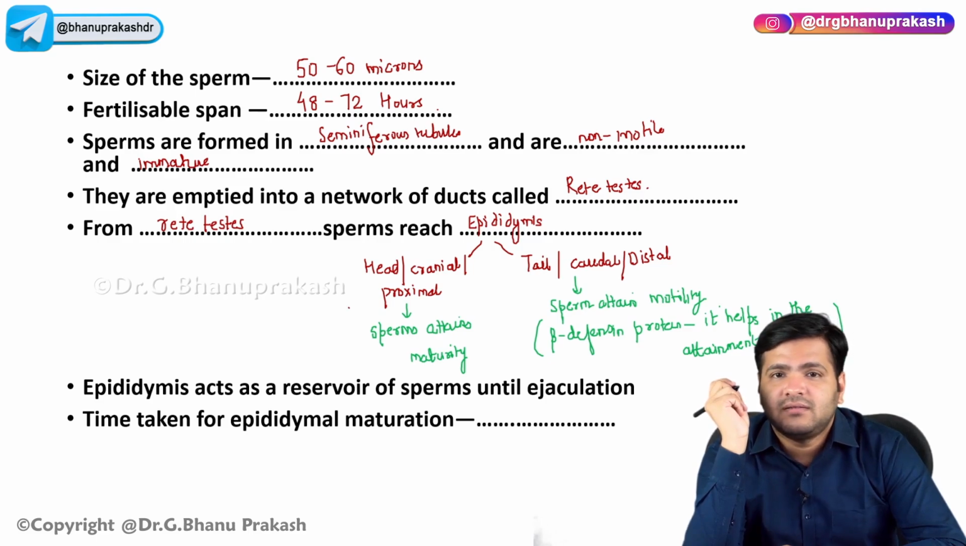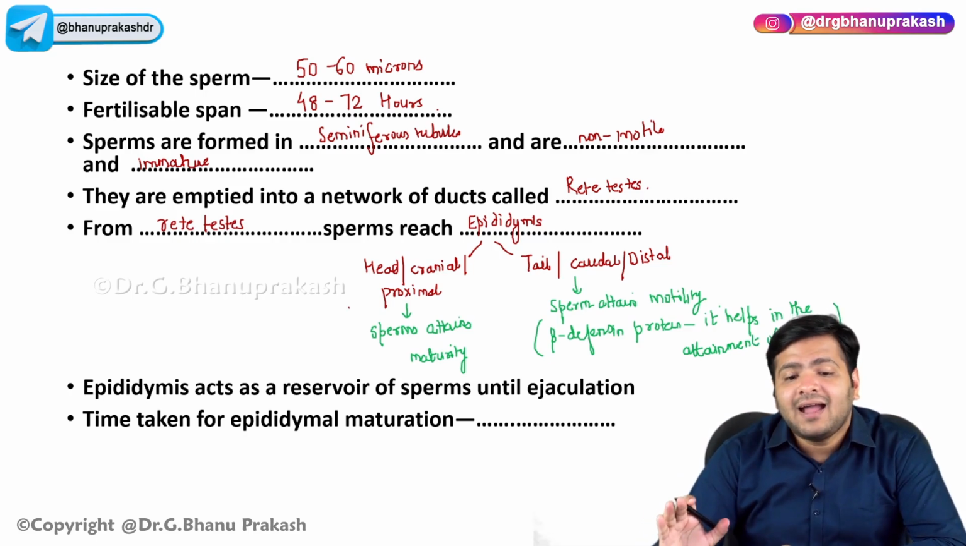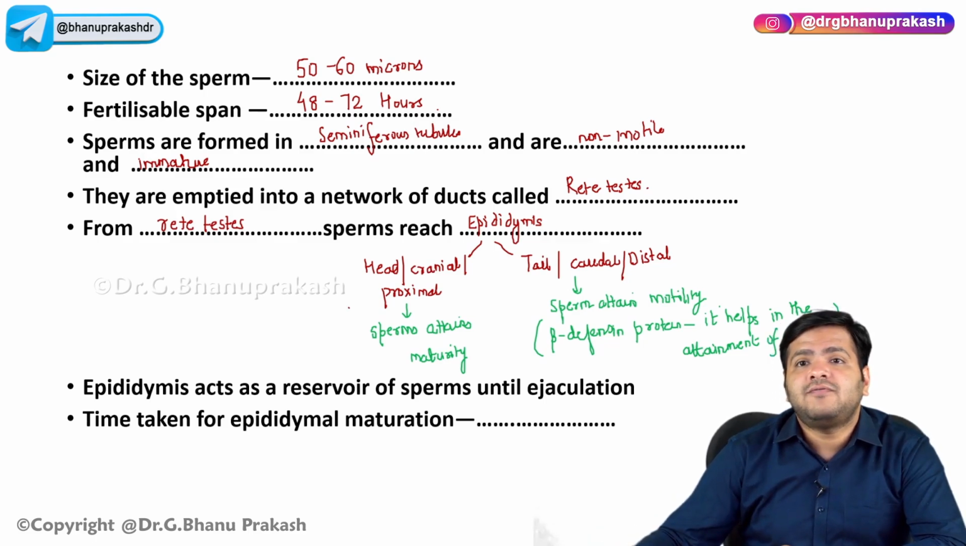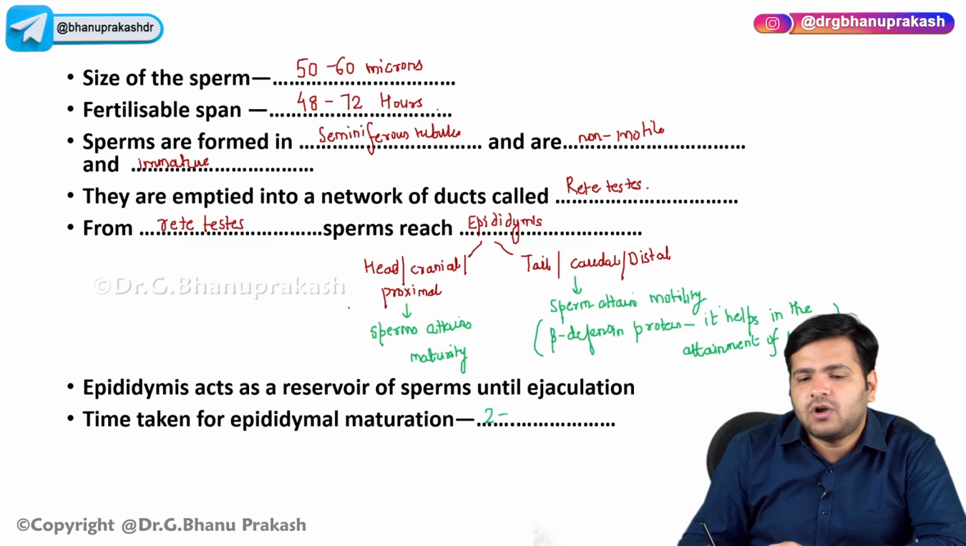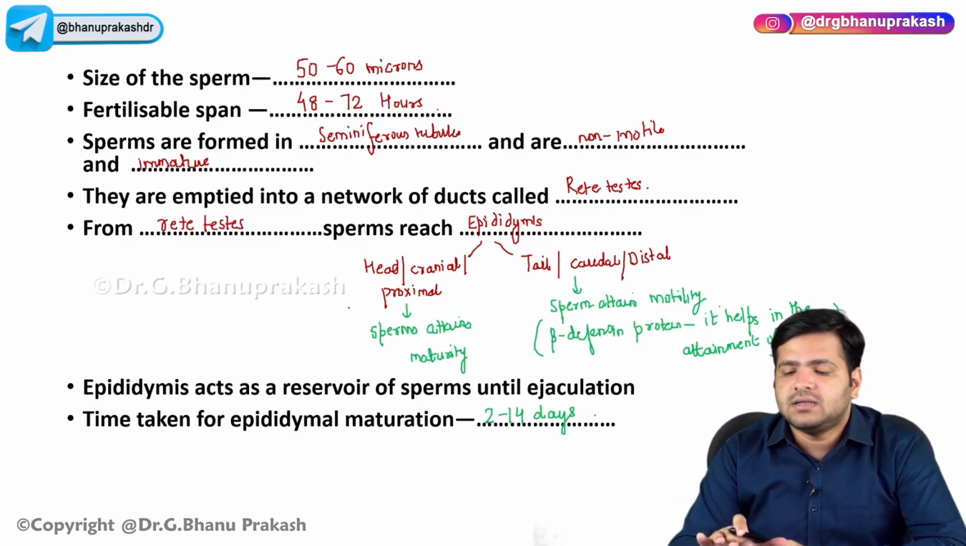The motility, right? Now, the epididymis acts as a reservoir of sperms until ejaculation. Okay? Now, the time taken for the epididymal maturation is about 2 to 14 days, right? Epididymal maturation takes about 2 to 14 days.